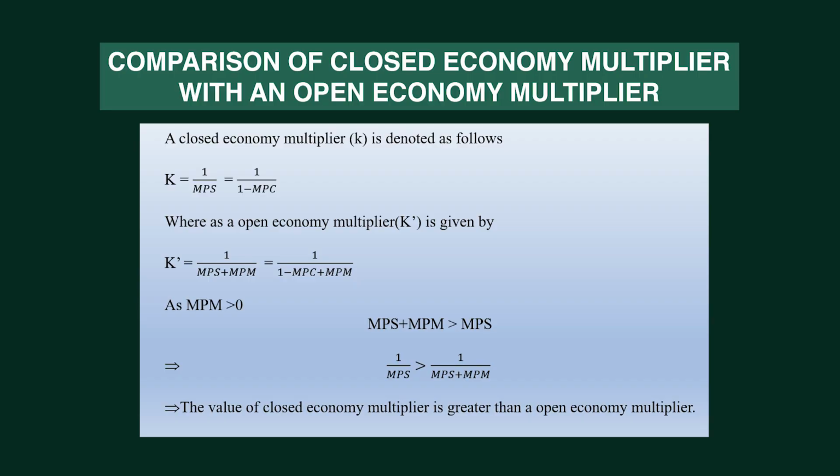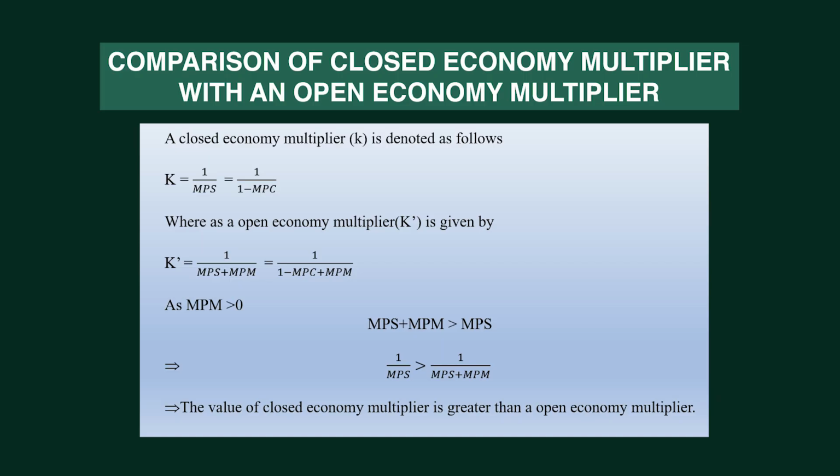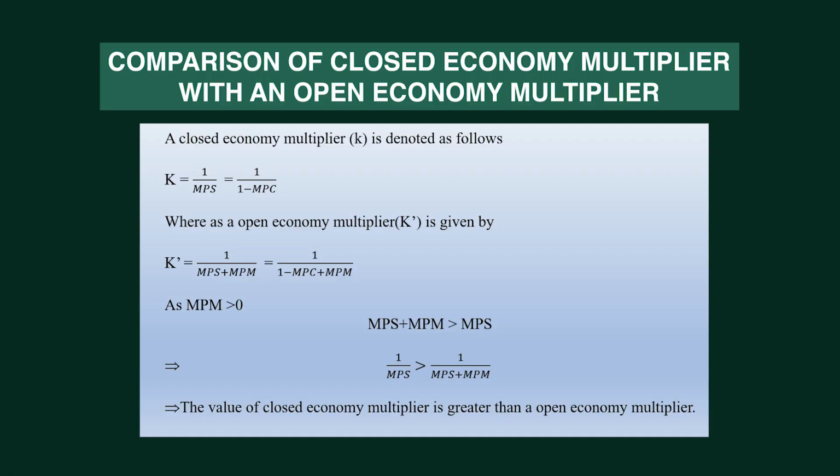The final thing that we are going to look at in this case is a comparison with that of the closed economy multiplier. In a closed economy multiplier, if you can recall, the value of the multiplier is 1 by MPS or 1 by 1 minus MPC. In case of an open economy multiplier, we have 1 by MPS plus MPM or 1 by 1 minus MPC plus MPM. Now note MPM is a positive fraction. So 1 plus MPS minus MPC will be a lower value in case of an open economy multiplier.